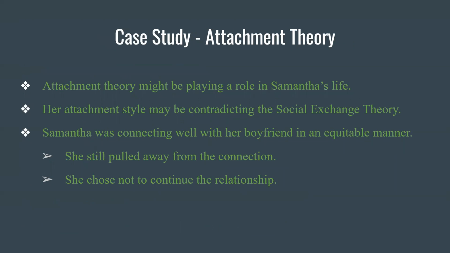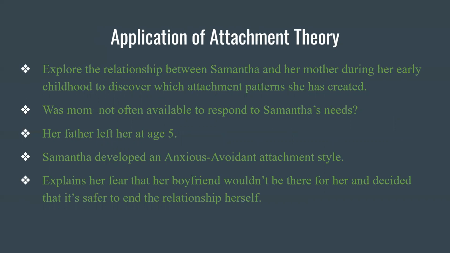On another note, we can look at how attachment theory might be playing a role in Samantha's life. Her attachment style may be contradicting the social exchange theory. Although Samantha was connecting well with her boyfriend in an equitable manner, she still pulled away from the connection and chose not to continue the relationship. It would be necessary to explore the relationship between Samantha and her mother during her early childhood to discover which attachment patterns she has created.